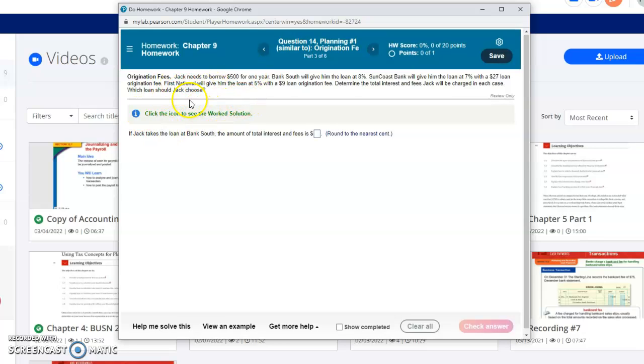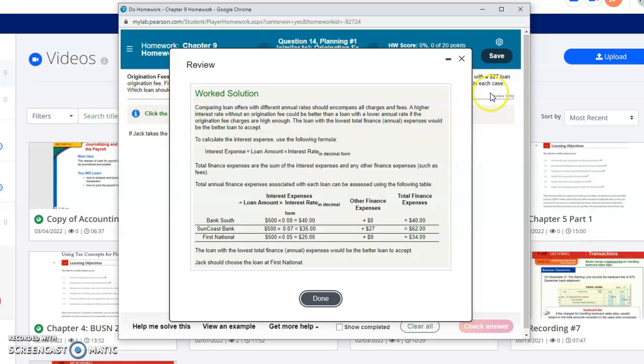When you see this particular question, for an example, Jack needs to borrow $500 for 1 year. Bank South will give him the loan at 8%. Suncoast Bank will give him the loan at 7% with a $27 loan origination fee. First National will give him the loan at 5% with a $9 loan origination fee, and you're going to determine the total interest and fees. Everyone has different numbers than I do, but I just want to click out my solution for you, how you would calculate this particular question.